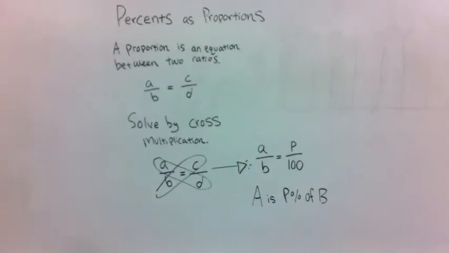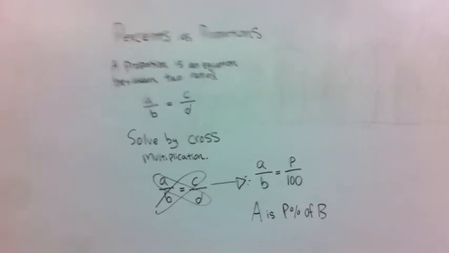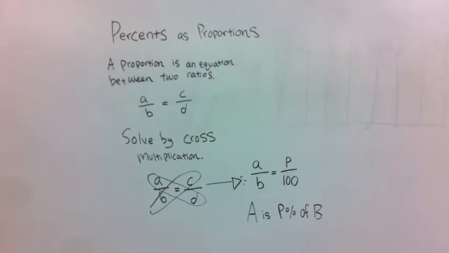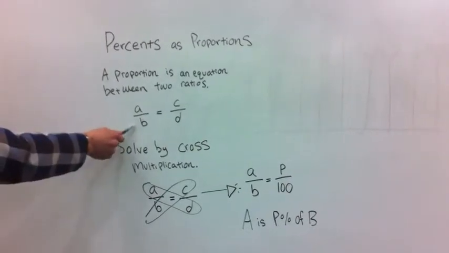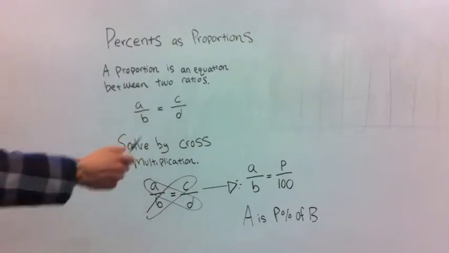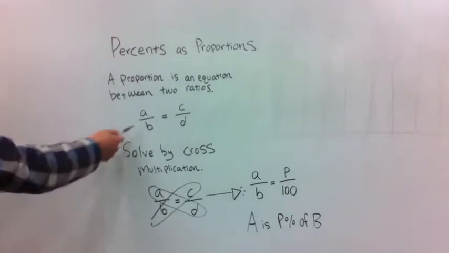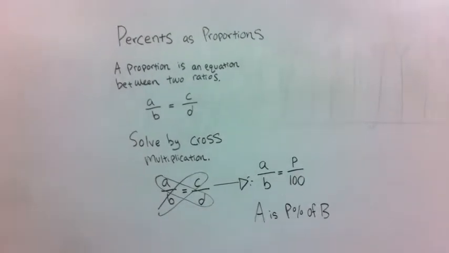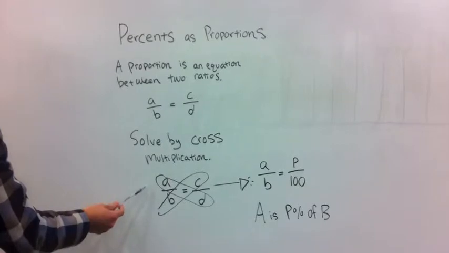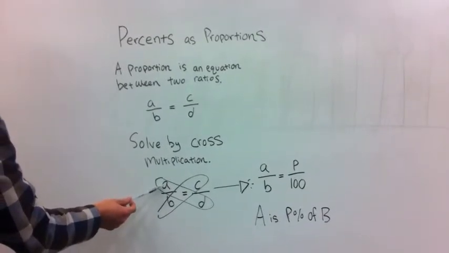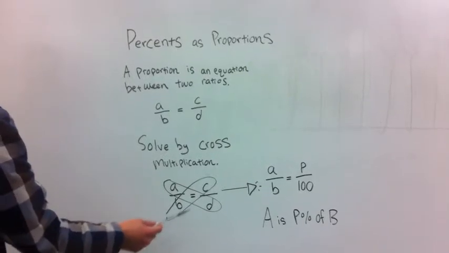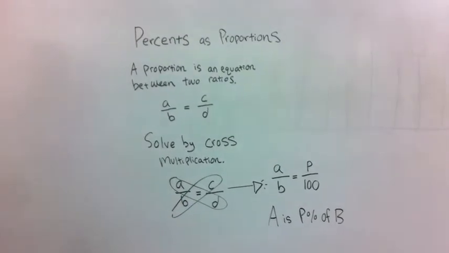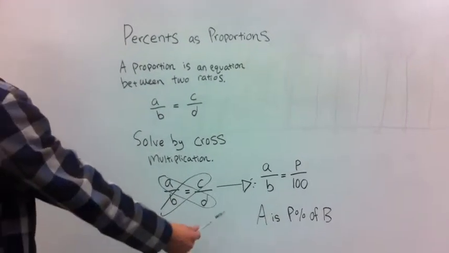Here we have percents as proportions. A proportion is an equation between two ratios. As a little example here, we have A over B equals C over D. And to find the solution to this, you cross multiply. Here you can see we've multiplied the numerator A by the denominator D, and the denominator B by the numerator C.